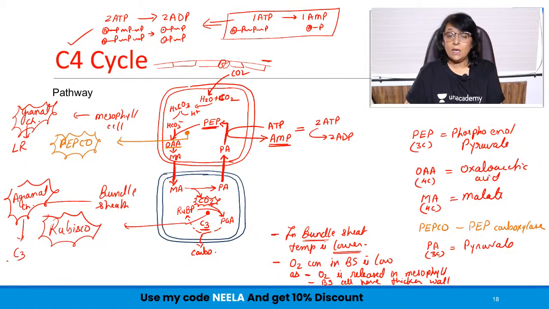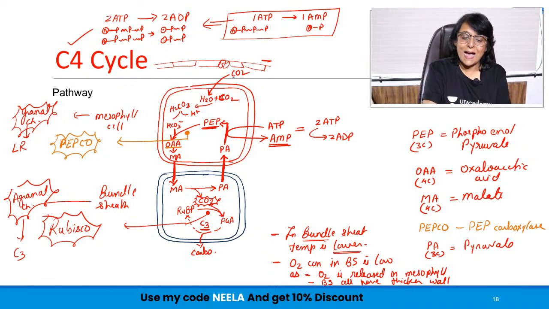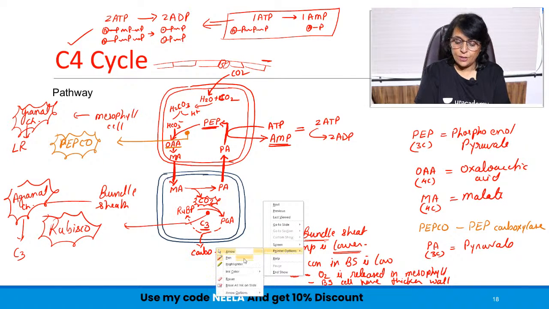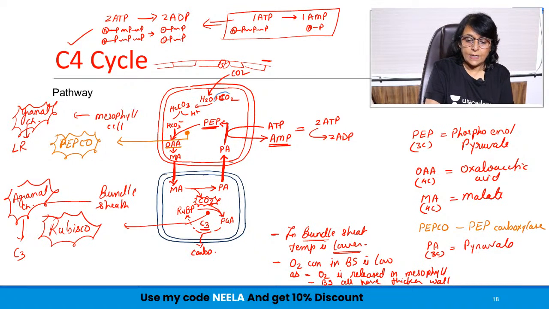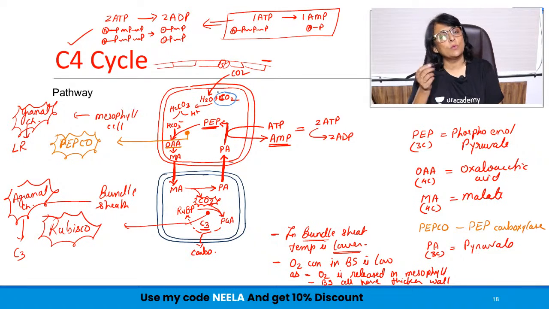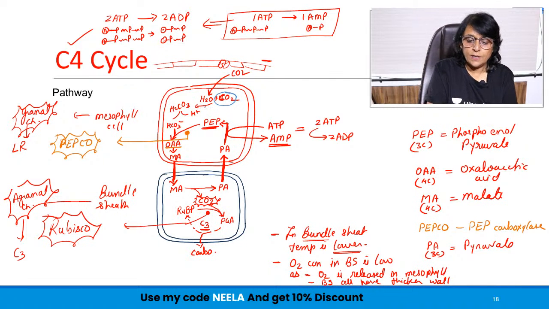Now, in this C4 cycle, the problem is Rubisco, right? So, carbon dioxide is taken in, it enters through stomata, and it reacts with water first. Here the enzyme is carbonic anhydrase.